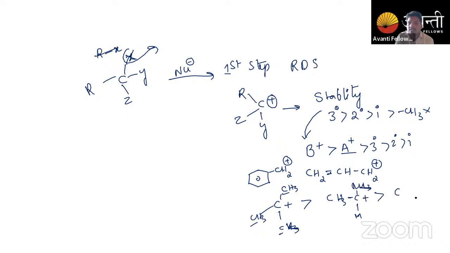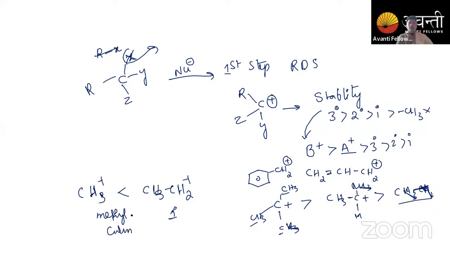And next, here I am writing CH3, CH2 plus. This is primary carbocation. Next, methyl cation is simply CH3 plus. So this is methyl cation. Okay, so this is the order of stability. Benzyl cation will be more stable than allylic, then tertiary, secondary, and primary. So you need to remember this, very, very important.